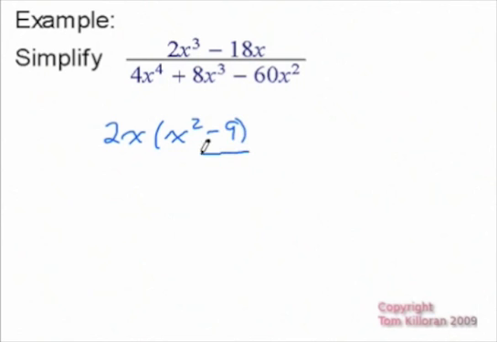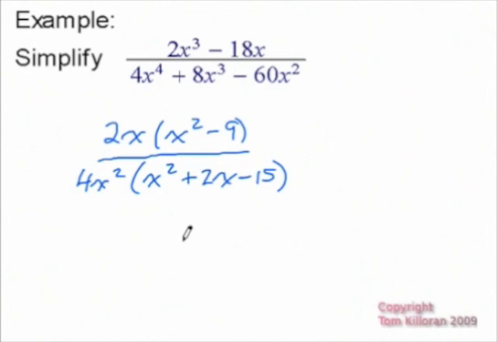In the denominator we can pull out 4x squared, and we're going to leave behind x squared plus 2x minus 15. Alright, and x squared minus 9 factors nicely, and so does the trinomial on the bottom. So let's go about factoring it all out before we start simplifying. So we have 2x, and x squared minus 9 factors into x minus 3 and x plus 3.